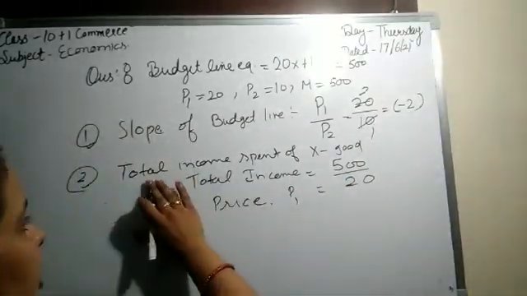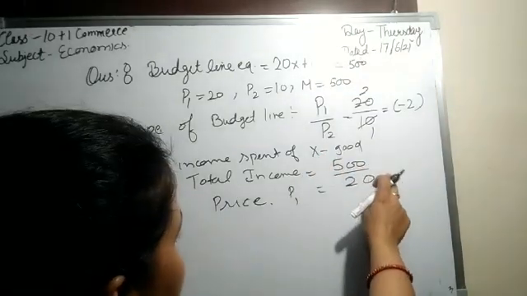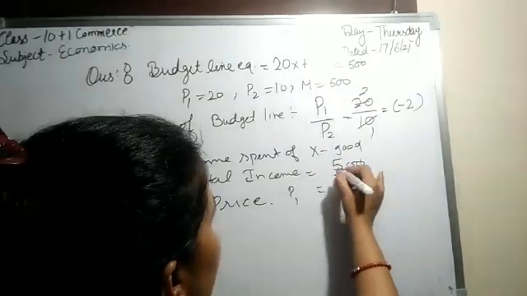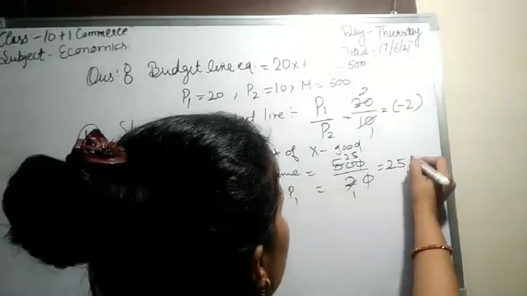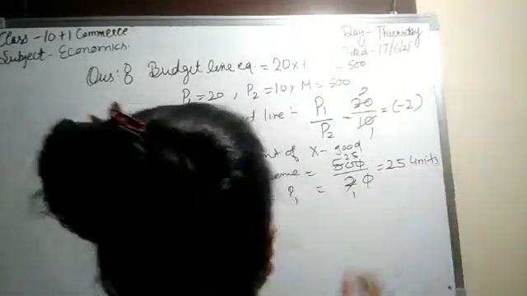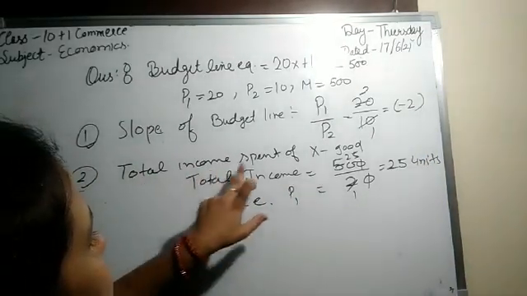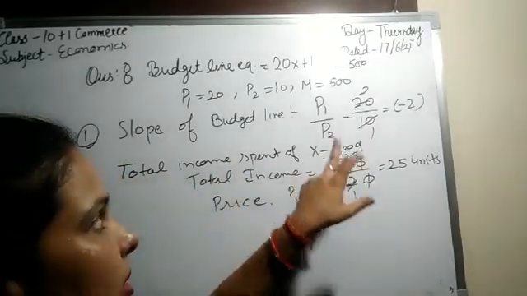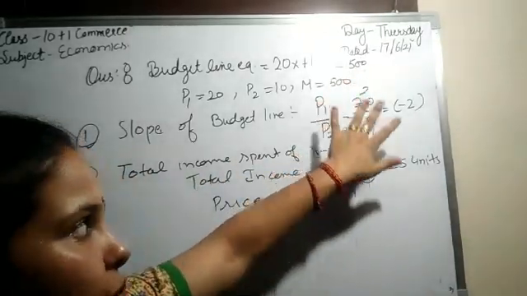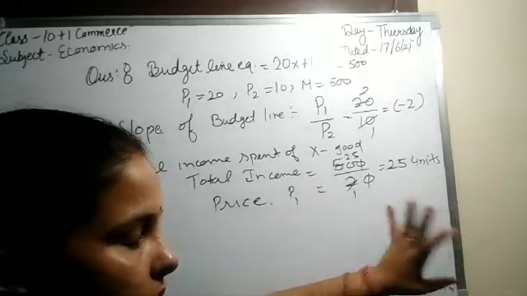So when we calculate that, if the total money is spent on X good, we find out the units. The units are 25. So 25 units are purchased of X good. I am explaining it: if the total income is spent on X good, meaning all the 500 rupees is spent on X good, then what are the units of X good purchased by the consumer?